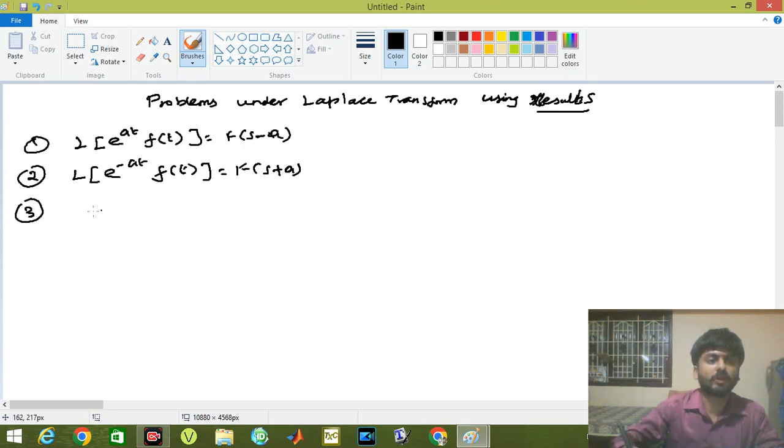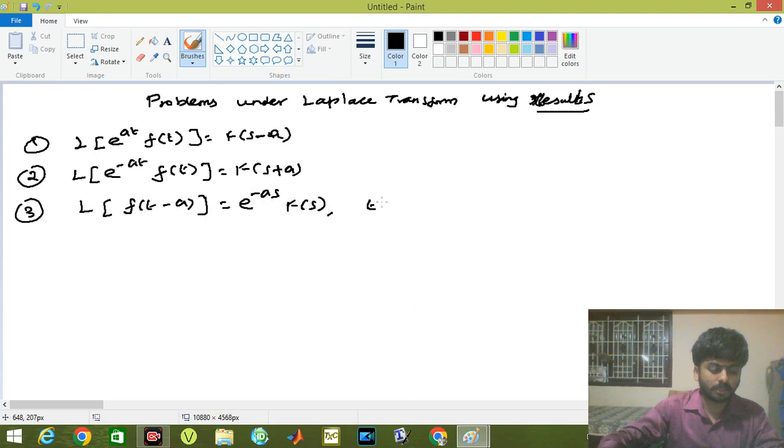The third result we are going to see is L of f of t minus a equal to e power minus as into F of s, provided t greater than a.